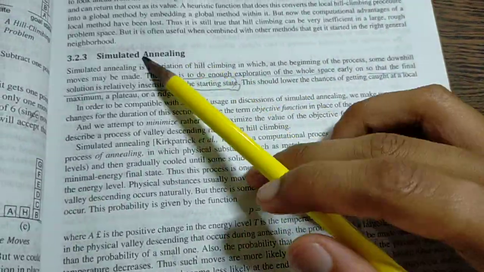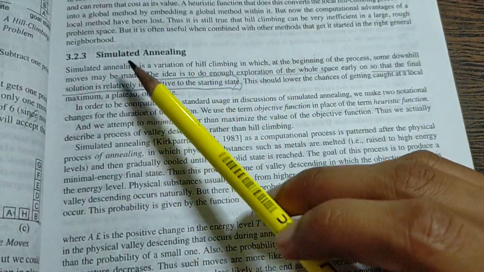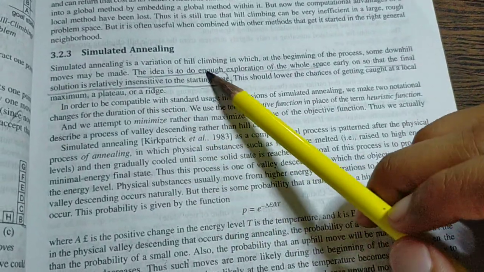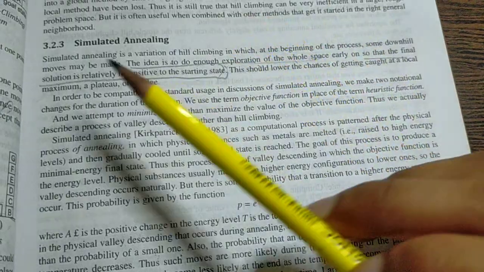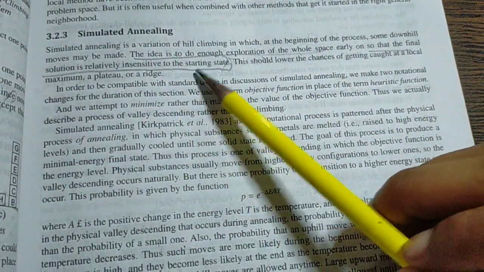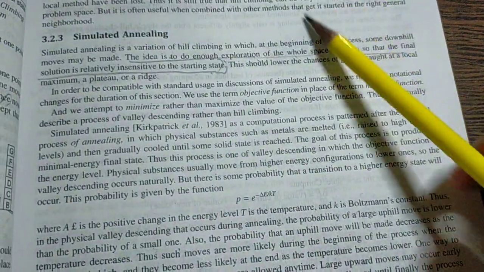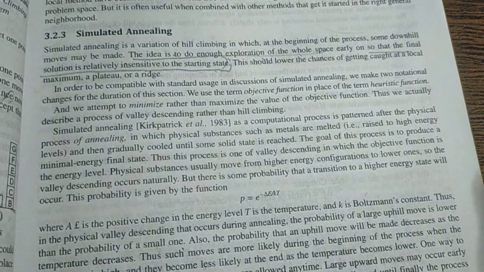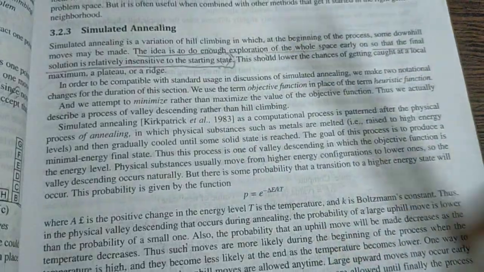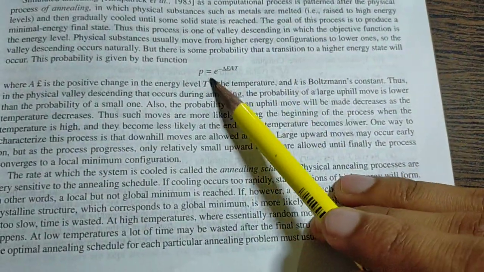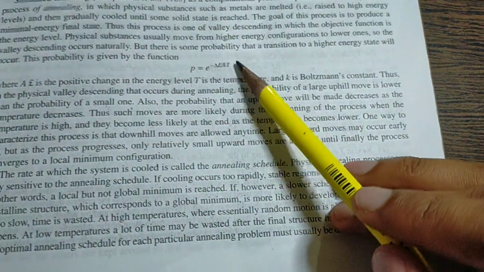Next is simulated annealing. The idea is to do enough exploration of the whole space early so that the final solution is relatively insensitive to the starting state. So you have to explore the whole space early. Here you will find a term P equals e to the power of minus delta E by T. This is simulated annealing.